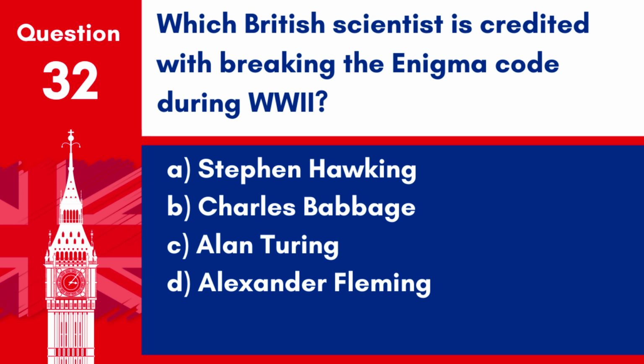Answer. C. Alan Turing. Alan Turing was a key figure in breaking the Enigma code, an achievement that significantly influenced the Allied success in World War II by intercepting and deciphering secret communications.